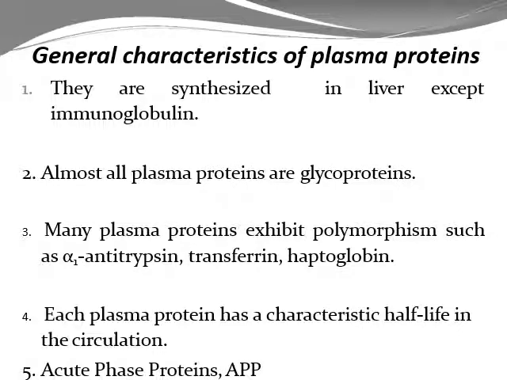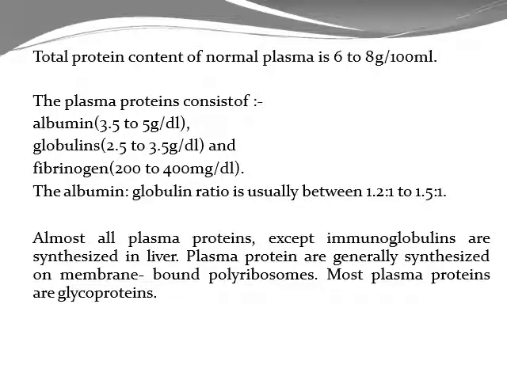Now let's check out some important terms, such as what is meant by total protein. Total protein of a normal plasma is around 6 to 8 gram per 100 milliliter. We know that the plasma proteins that we are discussing here today mainly consist of proteins such as albumins, globulins, and fibrinogen. The albumin to globulin ratio is usually kept in a normal condition around 1.2:1 or 1.5:1. Almost all plasma proteins, we know, are synthesized in the liver except for the immunoglobulins.